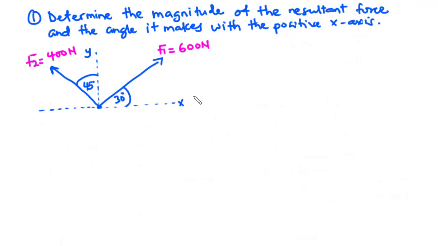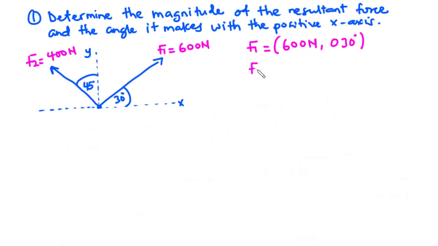However, when solving problems like this, let's always make sure that we take our reference point from the positive x-axis, that is, with reference to the angle. So let's see how we can represent the forces and the angle away from the positive x-axis. So for F1, we have 600 newtons and then it makes an angle of 30 degrees with the positive x-axis. So we have 600 newtons, 30 degrees.